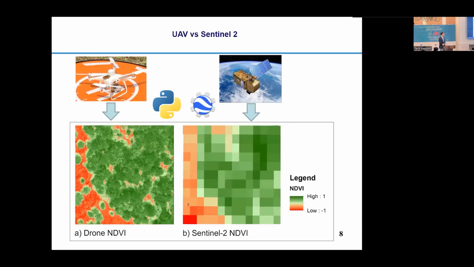Здесь вы видите пример уже рассчитанных индексов NDVI. Рисунок А — это снимок, который был обработан благодаря скрипту на Python, и мы получали снимки, готовые с рассчитанным NDVI. Зеленые, как вы понимаете, это деревья, красные — открытые территории.